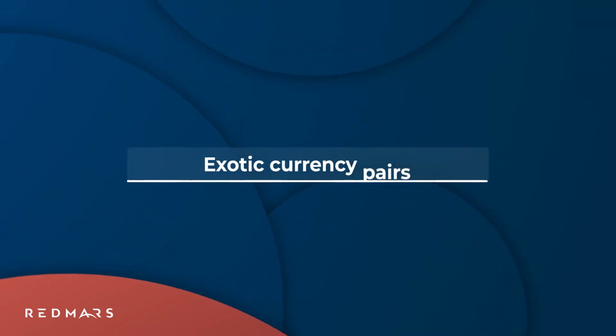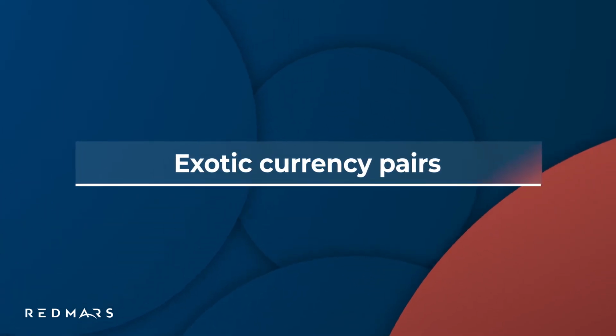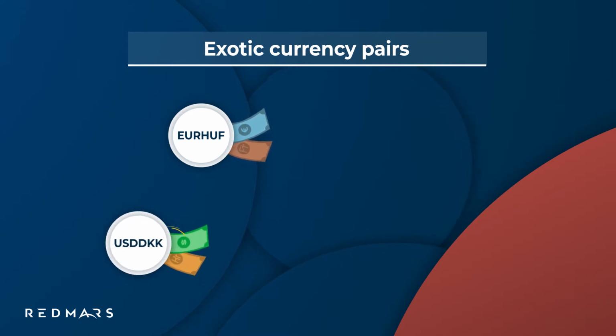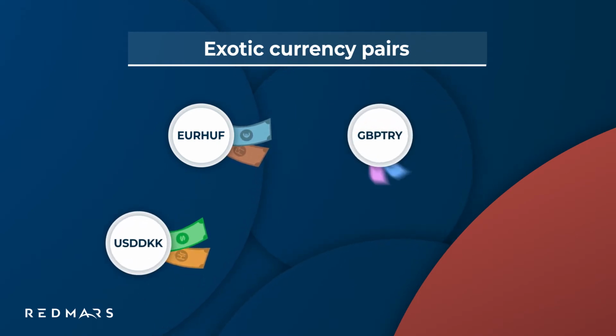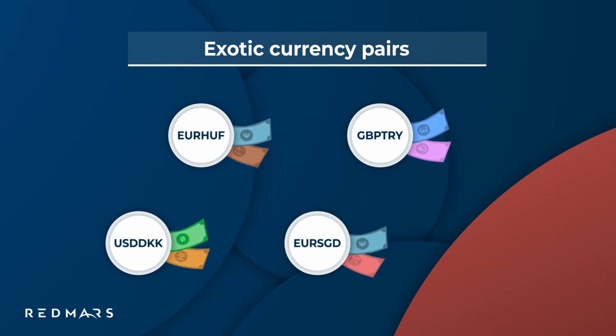But exotic currency pairs are not traded as often, but they are also present on the market. For example, euro to Hungarian forint, United States dollar to Denmark krona, British pound to Turkish lira, euro to Singapore dollar, and others.